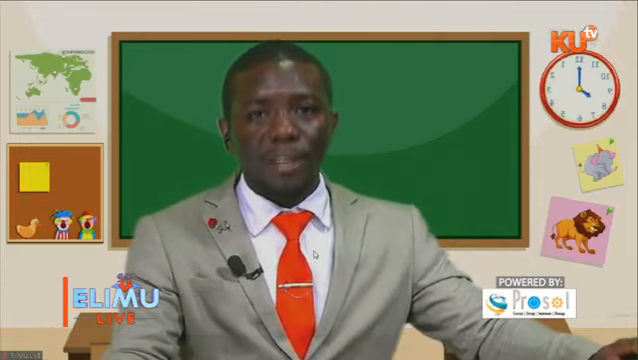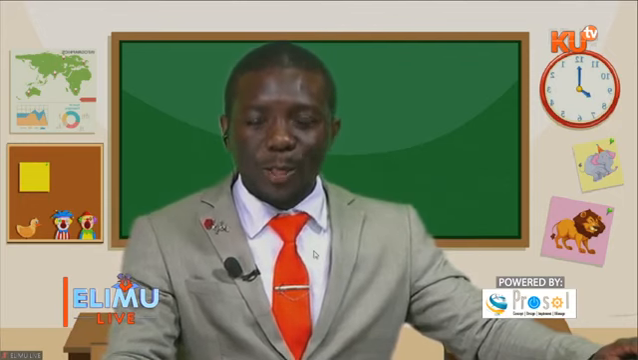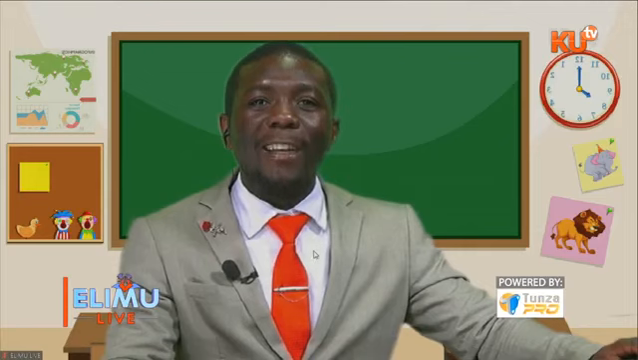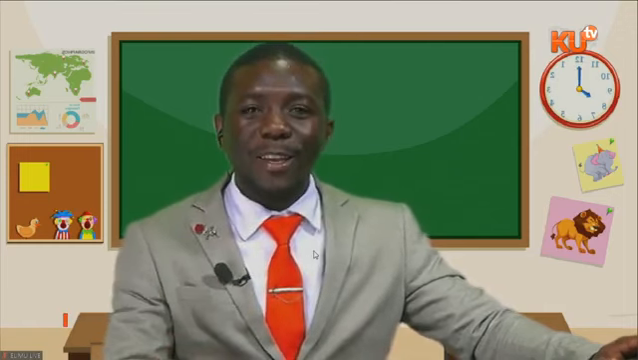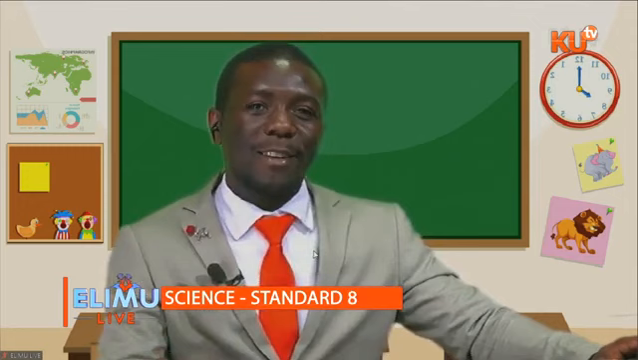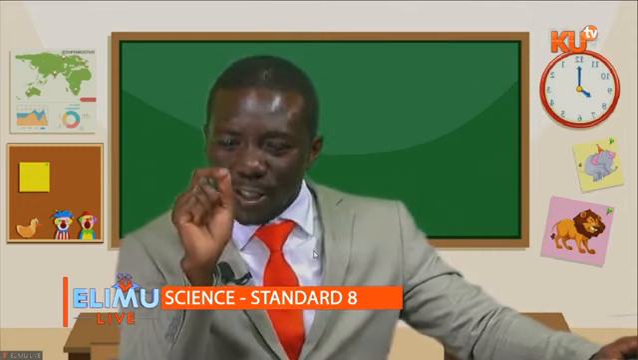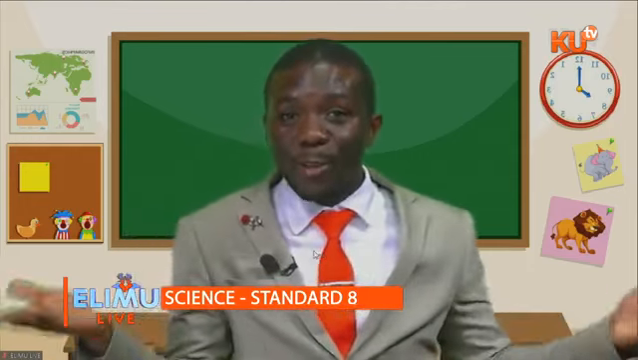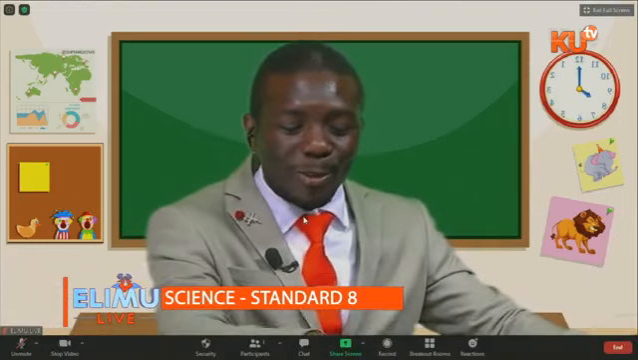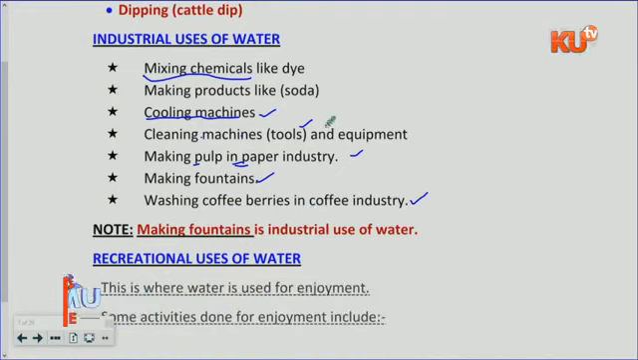Now, examiners are very tricky. You will find a question they are asking: which one of the following is a recreational use of water? Choice A, they place there making fountain. Choice B, they place there watching fountain. So examiners are very tricky. When they use the word watching, to watch is just to see. If you are seeing it, that one is recreational because you are seeing it for enjoyment. So when you find that there are two choices there, making fountain and watching fountain, then watching fountain we can categorize as a recreational use of water. But making fountain remains under industrial use of water.